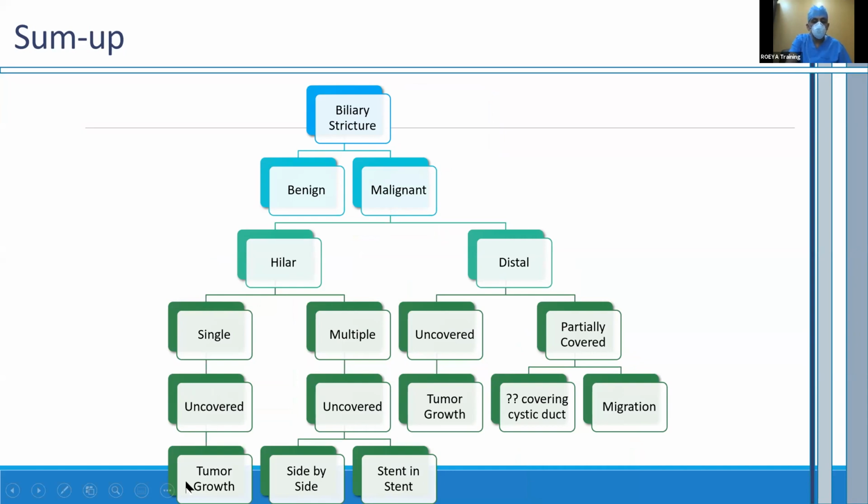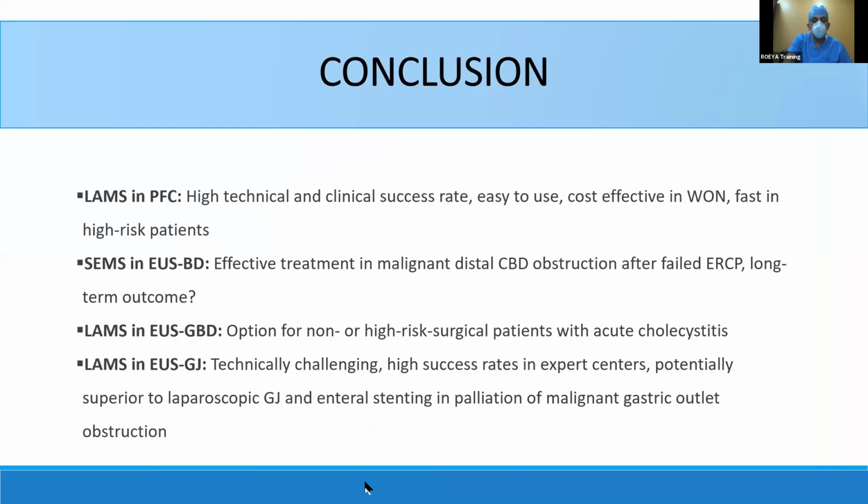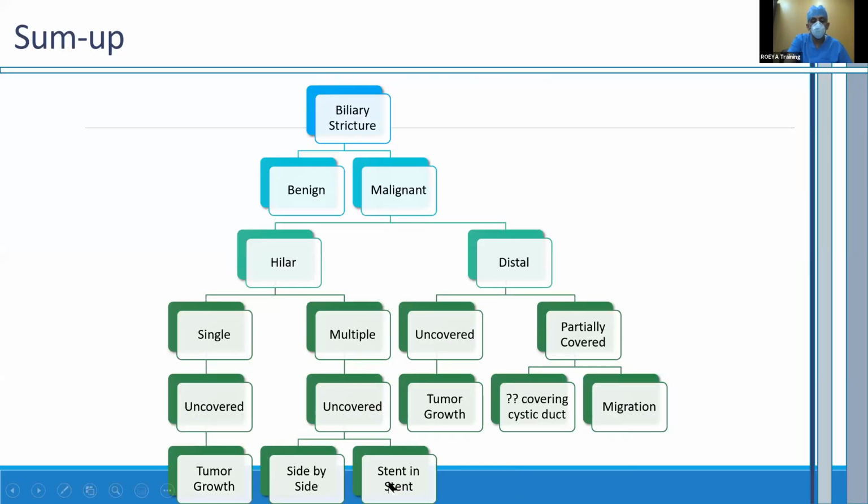uncovered stent. However, we should think about tumor growth inside, or you could do multiple uncovered stents. Hani was trying to do this stent-in-stent technique, and there is the side-by-side technique where you can cannulate both ducts and stent, exactly that you go through the first stent to cannulate the other one. In distal stricture in cancer pancreas, you have either to put an uncovered stent with the risk of tumor growth, or to put a partially covered stent with the risk of migration and the theoretical risk of cystic duct covering.